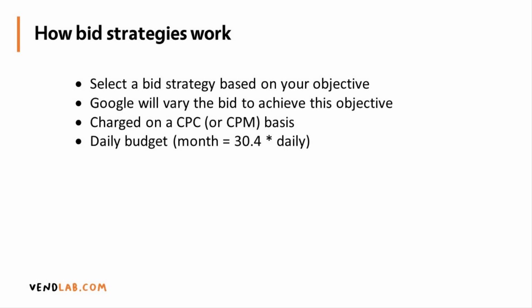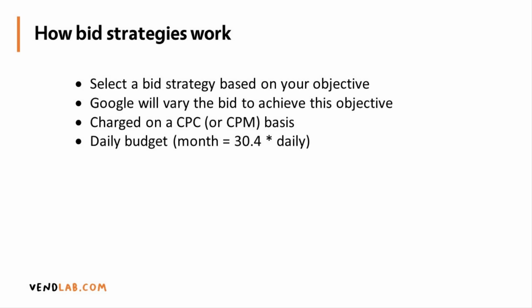You will generally be charged on a cost per click basis. So even though your objective could be, for example, get as many impressions as possible, you will still be charged a cost per click or CPC for each click you receive. Google mostly charges by the click, but does sometimes charge for impressions, and this is called CPM bidding.